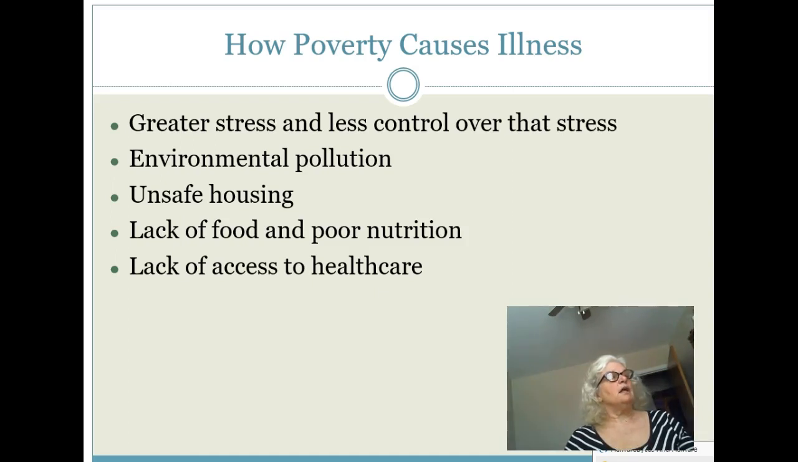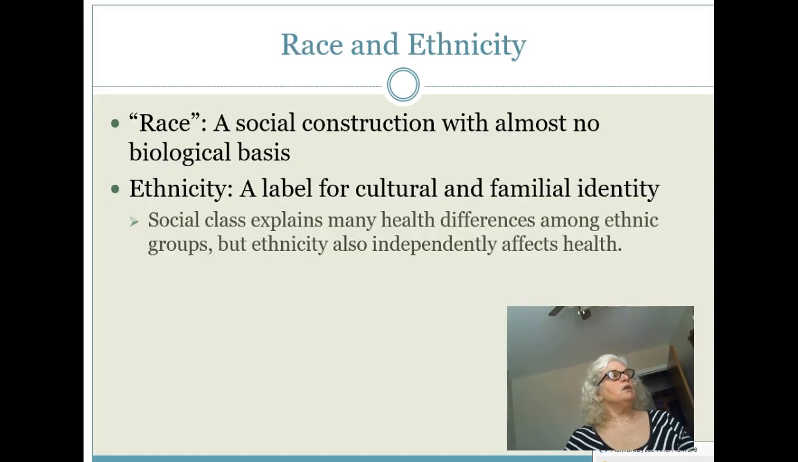So many things as we explore this. As we look at race, this social construct, we know that race has no biological basis, but it's constructed and it puts people into that. Social class explains many of the health differences among the ethnic groups, but ethnicity also has this independent effect by even our backgrounds of what we believe and what comes into place and the support.